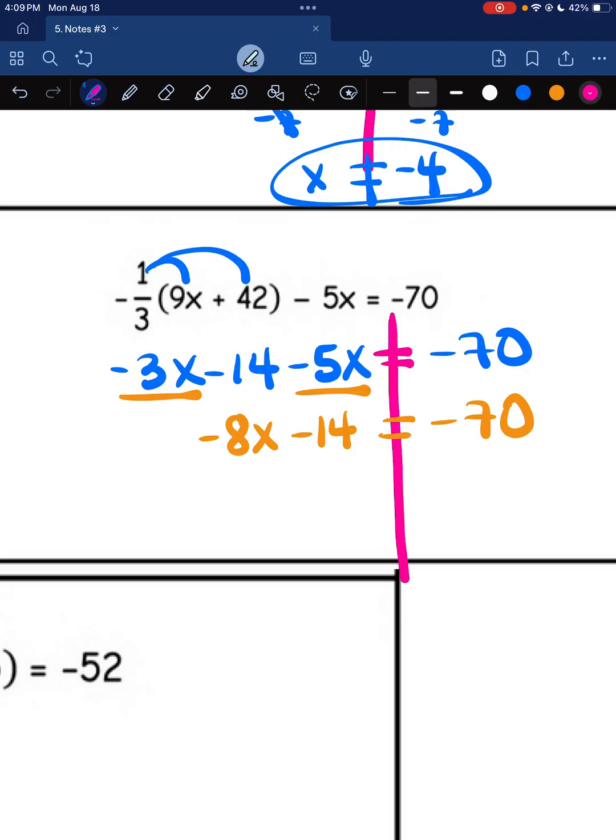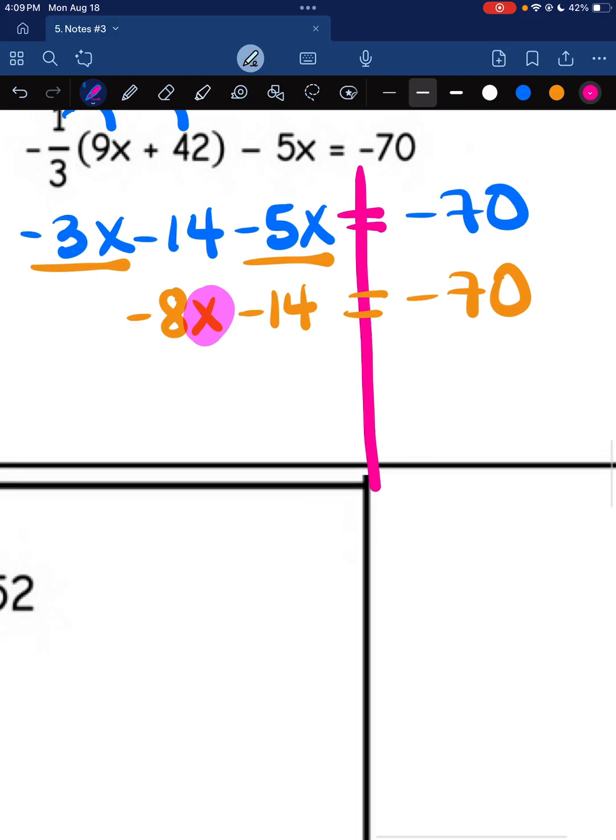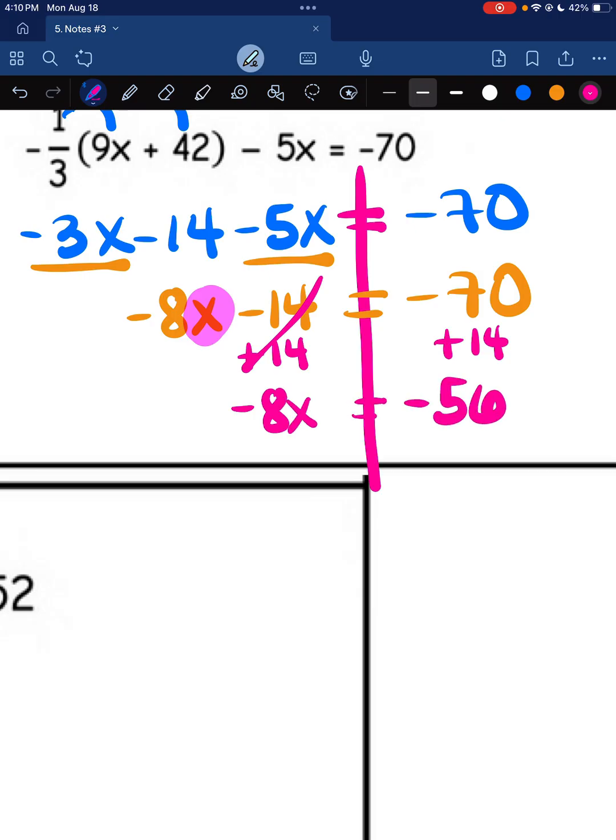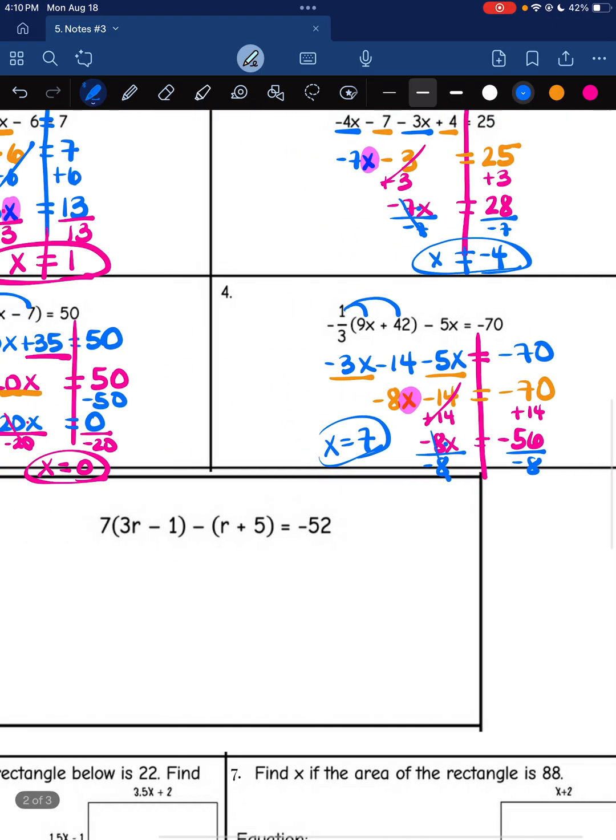Step 3 is add or subtract to get the x by itself. So I'm going to do plus 14, and then step 4 is multiply or divide. That is multiplying, so we divide by -8. The answer is positive 7.